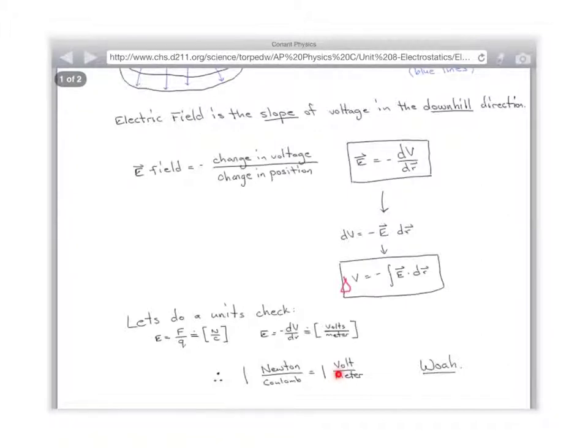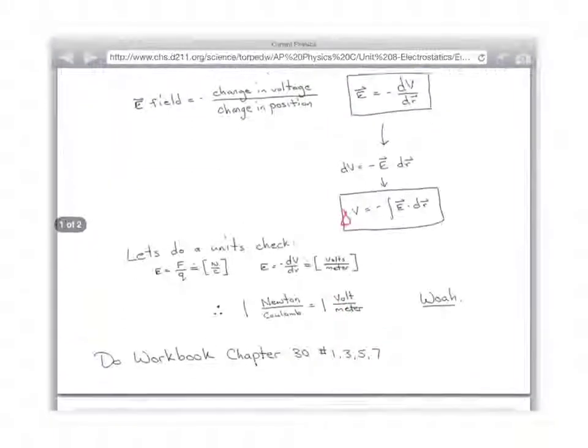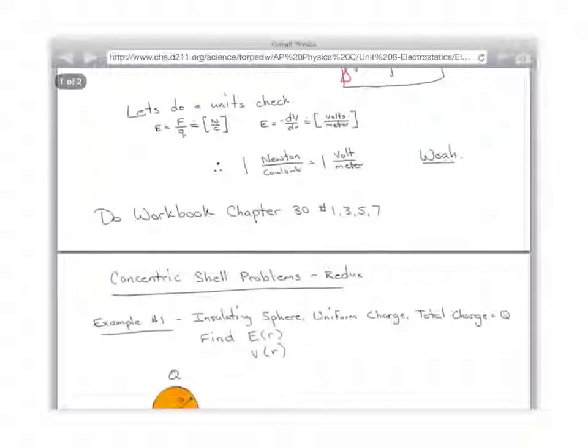Let's apply it to some problems. Remember how I promised this weekend was going to be nightmare problems? Well, here they are. We are going to redo shell problems.